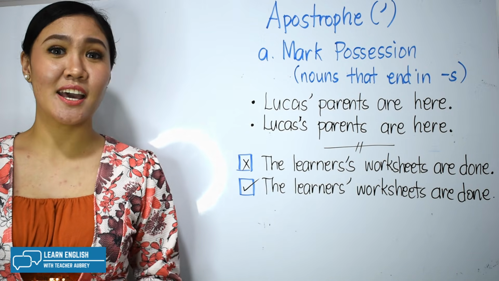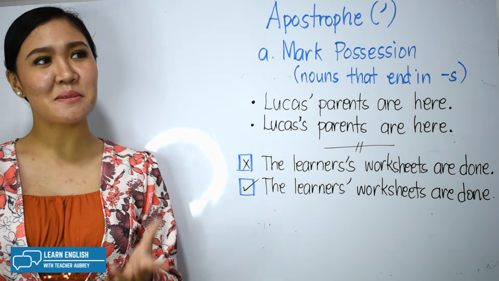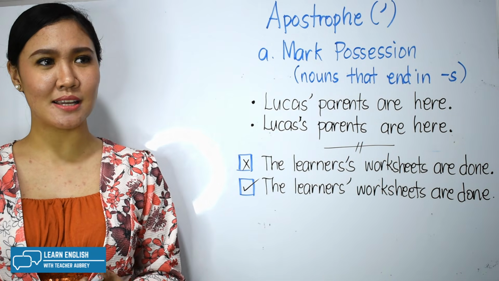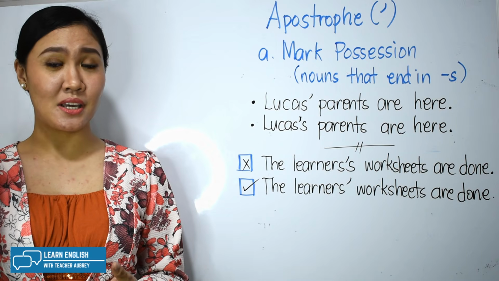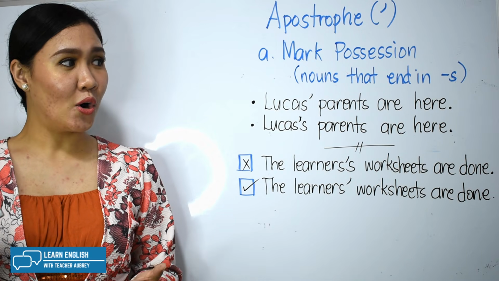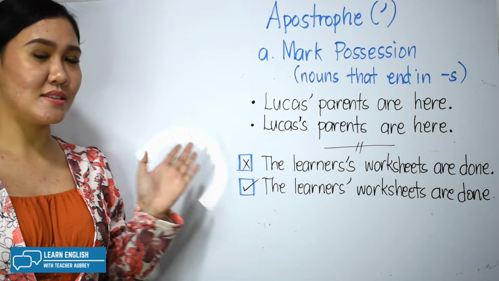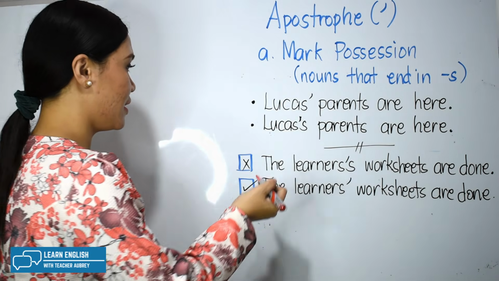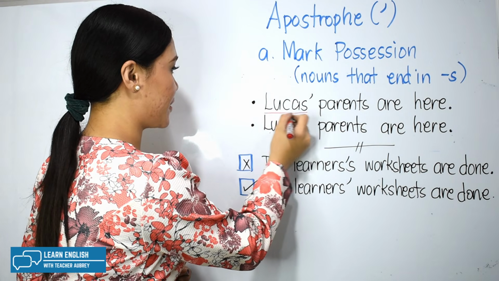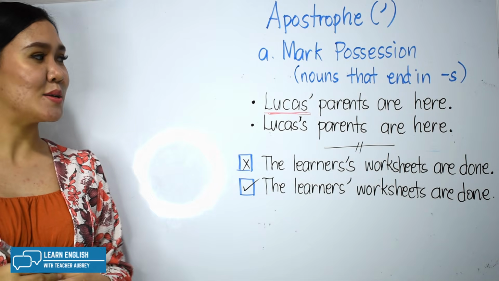But don't get confused if the noun ends in letter S. Baka kasi malito kayo, paano kapag nagtatapos na sa letter S yung noun? Do I still have to add an apostrophe and an S into it? O apostrophe na lang yung idadagdag? Let's take a closer look at these examples. Lucas' parents are here. The name Lucas ends in letter S. Lucas, nagtatapos sa letter S.